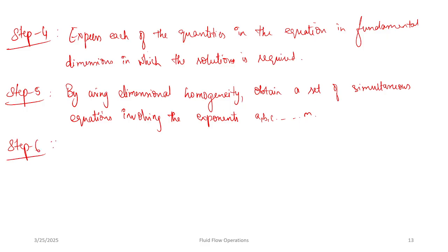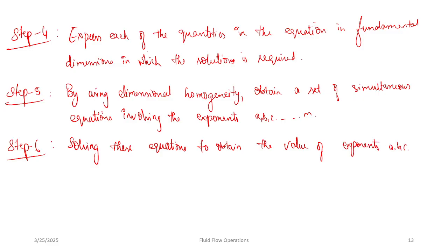So solve these equations to obtain the values of exponents a, b, c. Step 6 is to solve these equations to obtain the value of exponents, that is a, b, c till m. So now step 7 is to form the dimensionless groups by the variables with like exponents.